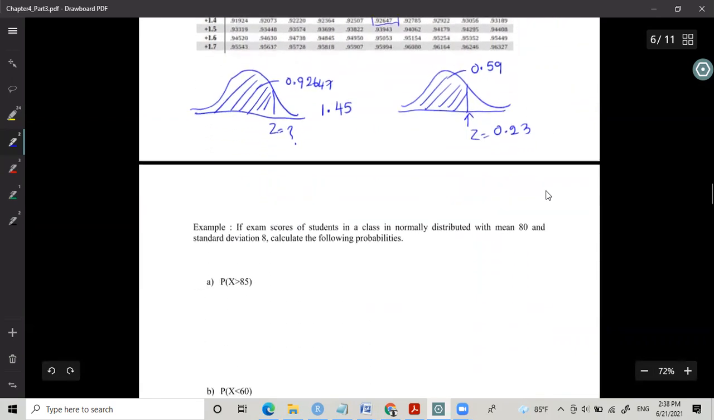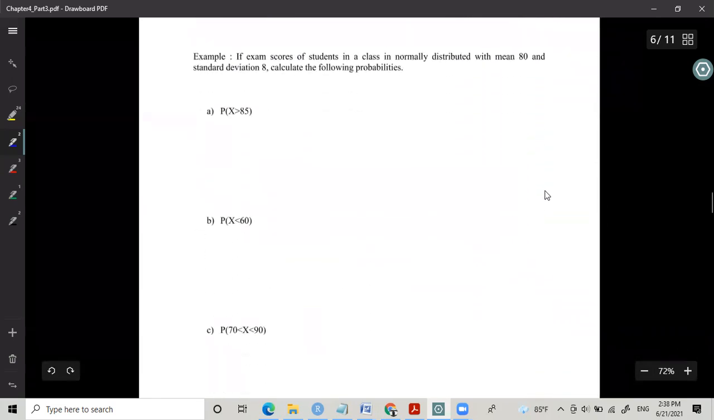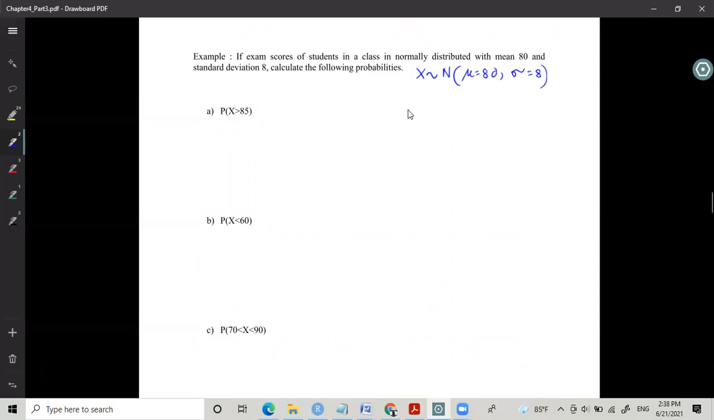Now let's see how we can use it to answer an exact question. So we come back to our exam scores. We have these exam scores, random variable X, which follows normal distribution with mean 80 and standard deviation 8. Sometimes some questions give you the variance. Be careful, then you have to get the square root. So here's the example. Let's try to find these probabilities.